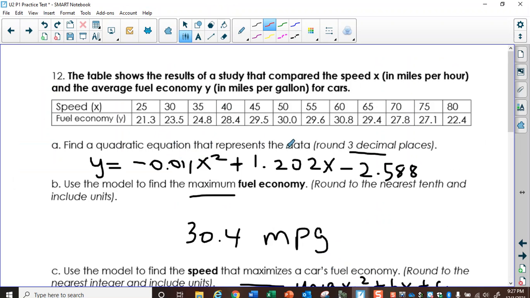All right, and you'll see what it says is round to 3 decimal places. So you have 0, 1, and then if you look at the next number, it's more than 5, so this rounds up to 1. All right, so your A is going to be negative 0.011, and then the B is a positive 1.202. So you put that there, and then the C is a negative 2.588.